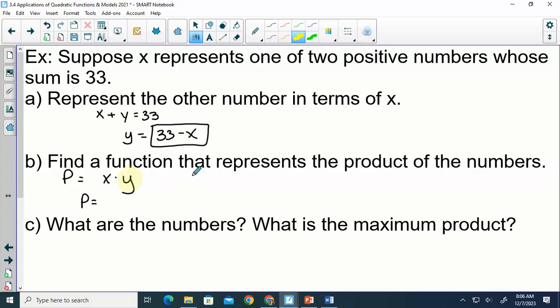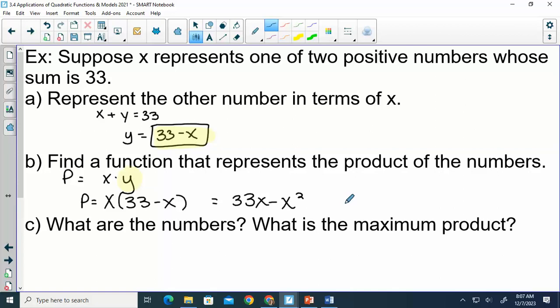I don't want y. What is y equal to? 33 minus x. So the first number is x. In Part A, we found the other number was 33 minus x. Or if you distribute, 33x minus x squared. Is this looking like one of the problems you might have done yesterday? That basketball court one? All right.